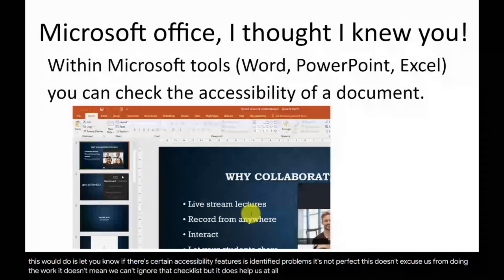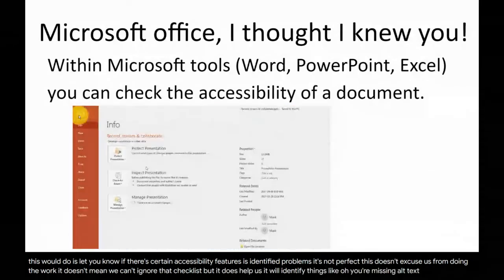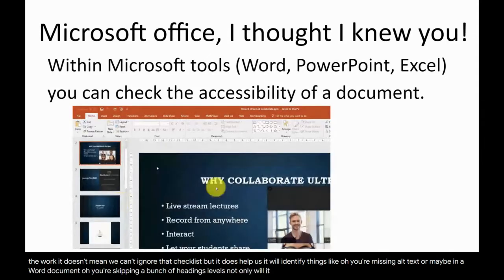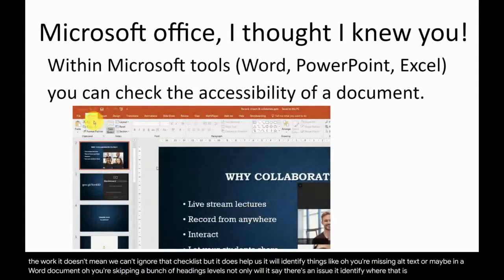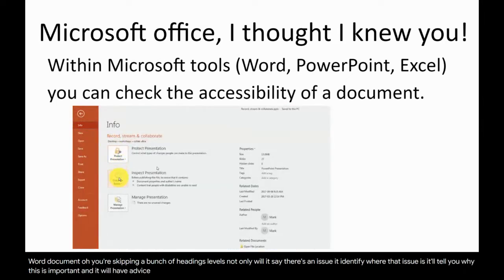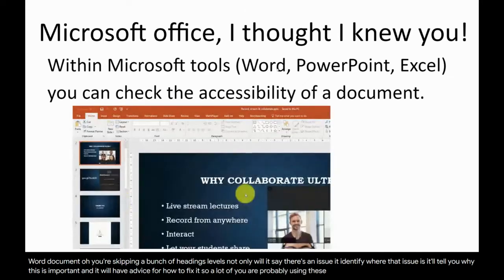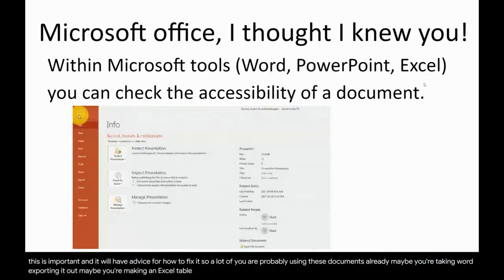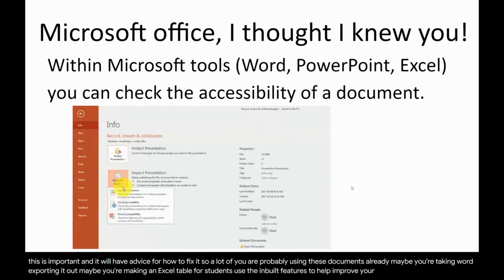It'll identify things like, oh, you're missing alt text. Or maybe in a Word document, oh, you're skipping a bunch of heading levels. Not only will it say there's an issue, it'll identify where that issue is, it'll tell you why this is important, and it'll have advice for how to fix it. So a lot of you are probably using these documents already. Maybe you're taking Word, exporting it out. Maybe you're making an Excel table for students. Use the built-in features to help improve your accessibility, or at least check it.